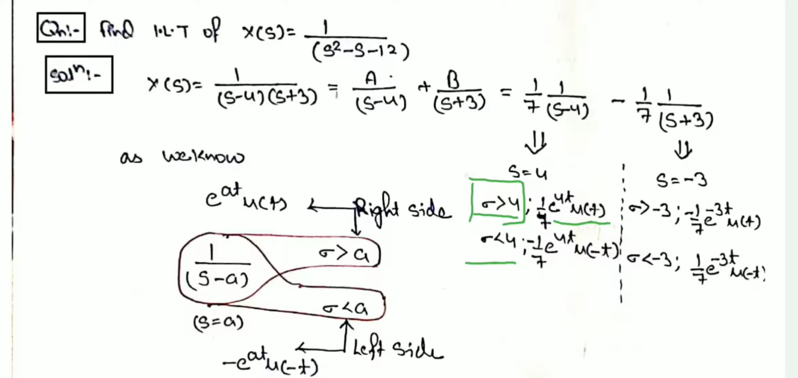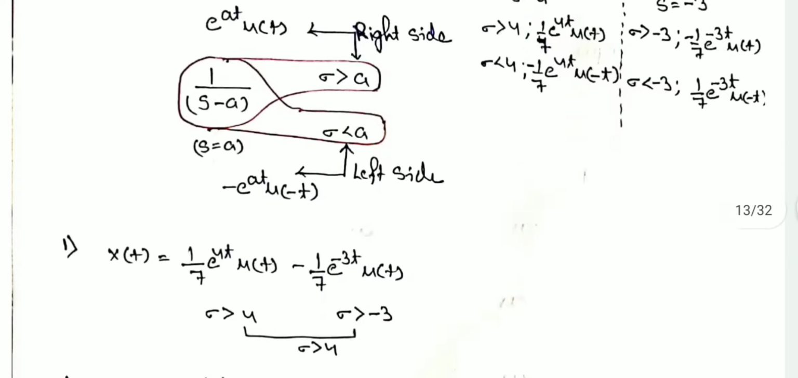And if it is a left sided ROC, then the signal is also left sided, and then it becomes minus 1 upon 7, because the minus is put inside the ut. Okay, minus 1 upon 7 e to the power 4t u minus t. Same case for the right sided and for the left sided. For the right sided it is a positive term, for the left sided it becomes negative.